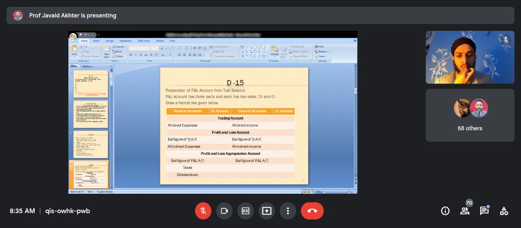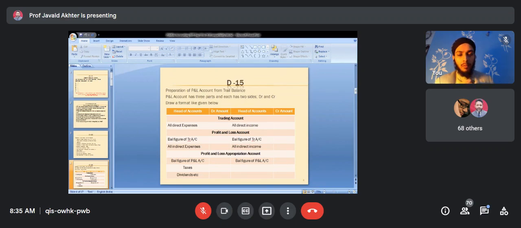So in profit loss appropriation account, we will write what are we doing with the profits earned, and then we will mention taxes, dividend, etc., and the balancing figure will be transferred to balance sheet. The first step is to prepare the profit loss account.